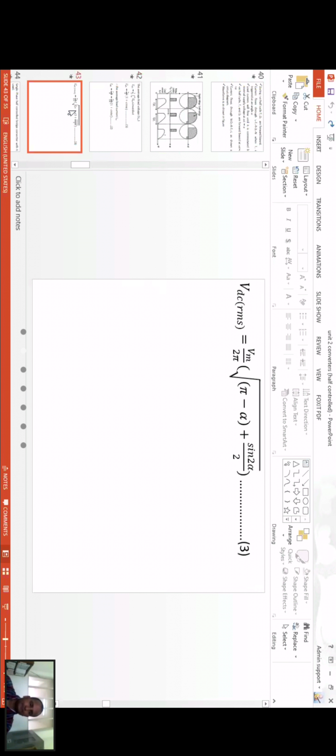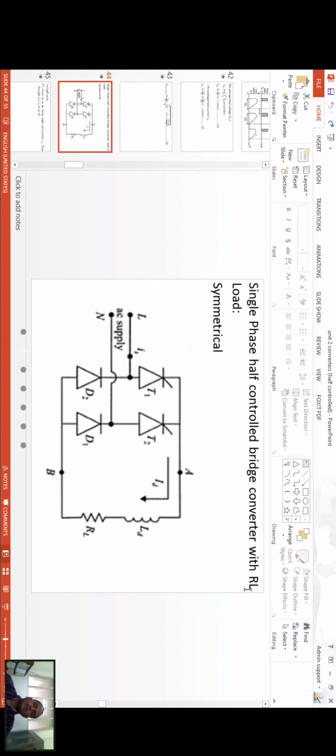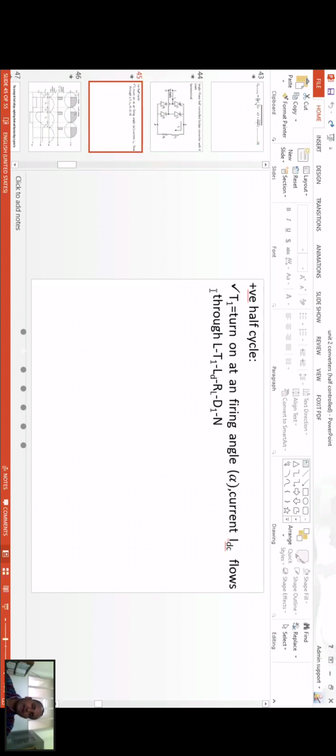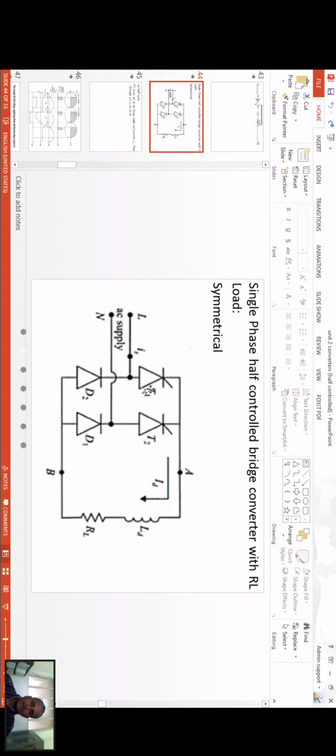Next, with RL load, suppose you have a load in symmetrical configuration, where the T1 and D2 cathodes are connected together, and the addition here is the L load, so inductive loads are there. This is a real practical thing, our loads can be inductive and resistive, so both will be there. During the positive half cycle, T1 will turn on at firing, and current IDC flows through L, T1, K, LD, RL, D, and N.